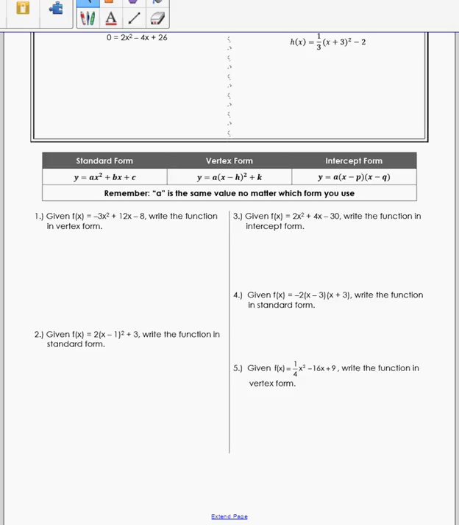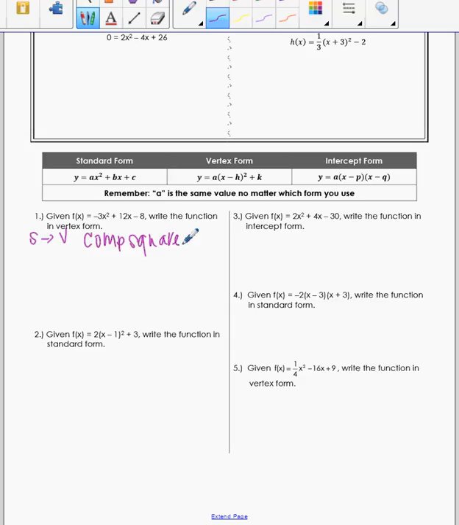So the first one says, given f of x equals negative 3x squared plus 12x minus 8, you want to write the function in vertex form. So this is in standard form, so we're going from standard to vertex. That means we want to complete the square. So standard to vertex, you always want to complete the square.